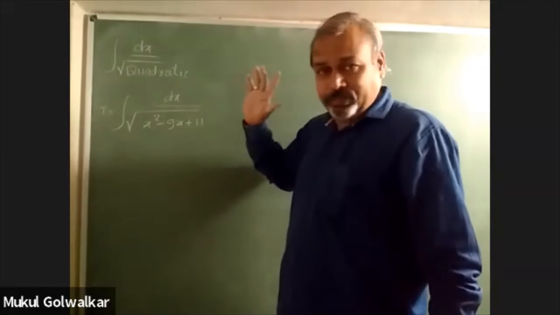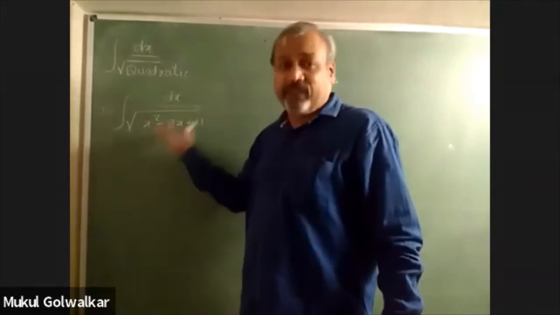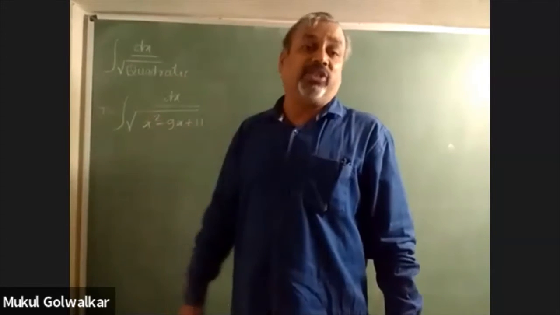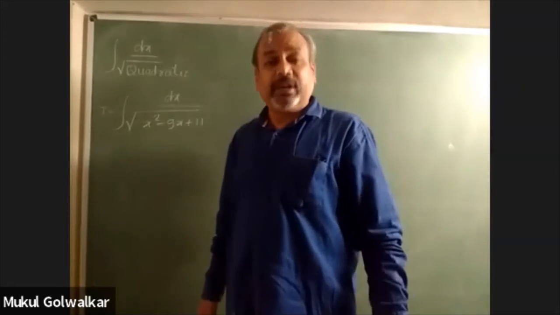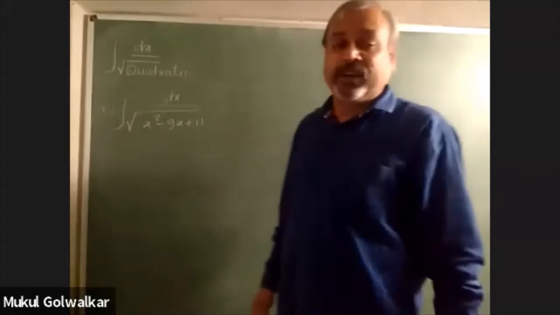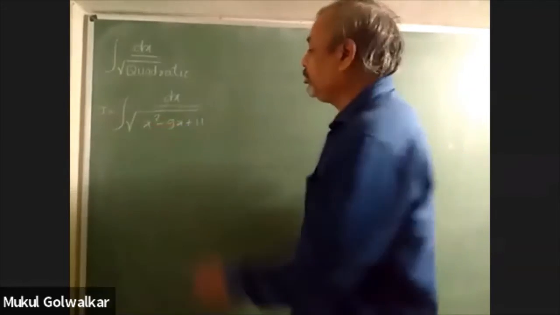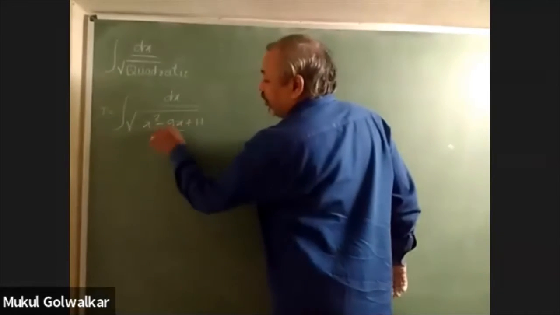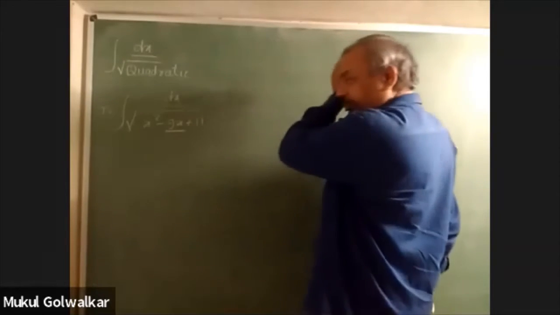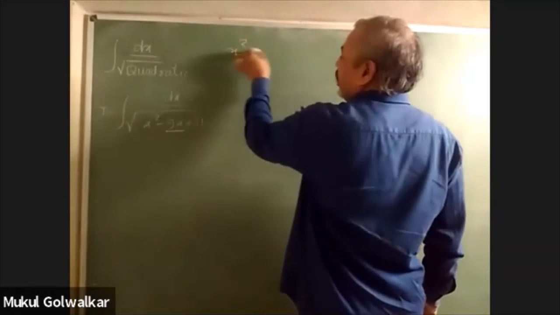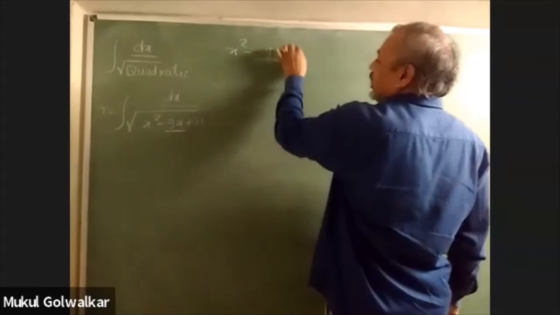Procedure is same. Whatever general quadratic we are given, we are required to convert that general quadratic into a perfect square. So fortunately now this is a square term, so we are required to convert that in the form of 2ab. Means now x square minus 9x plus 11.